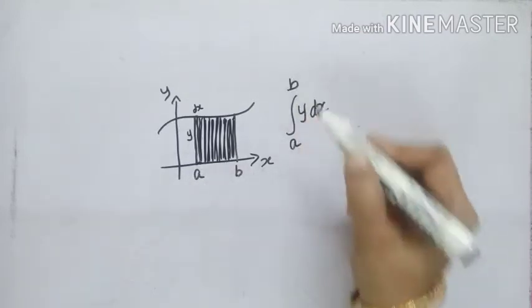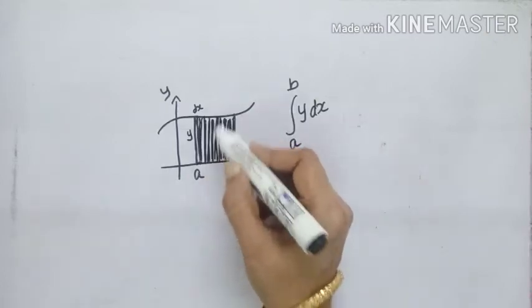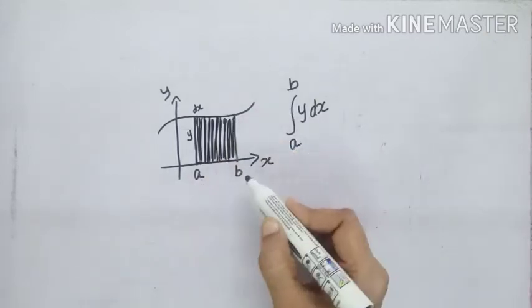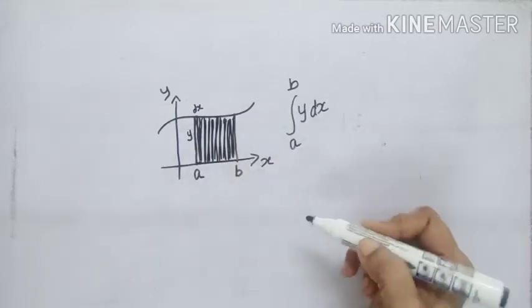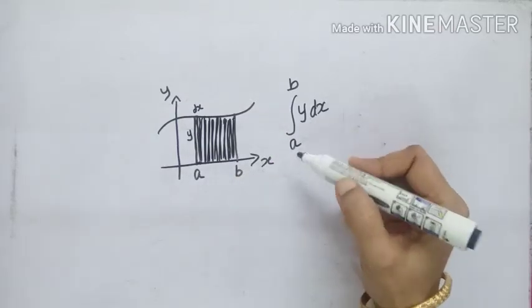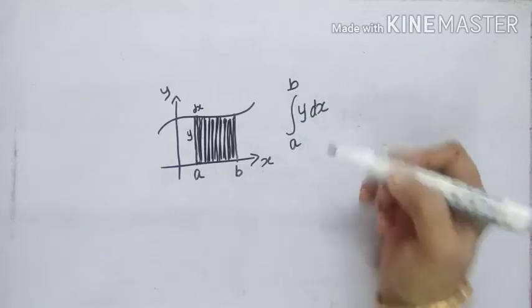And we already learnt integration is nothing but summation. So from A to B, I add all these rectangles and I get the entire area. So the formula is integral from A to B of y dx.